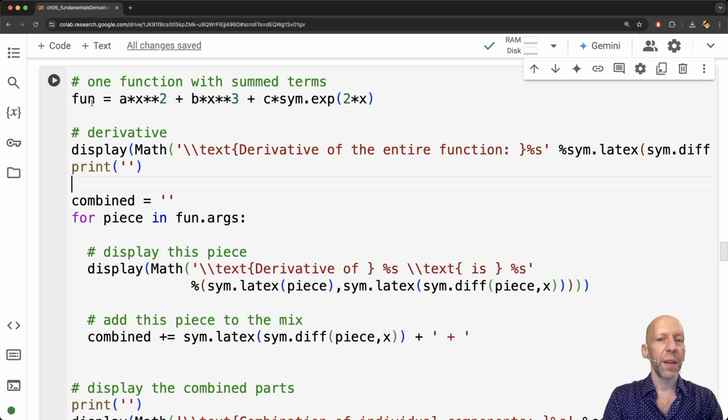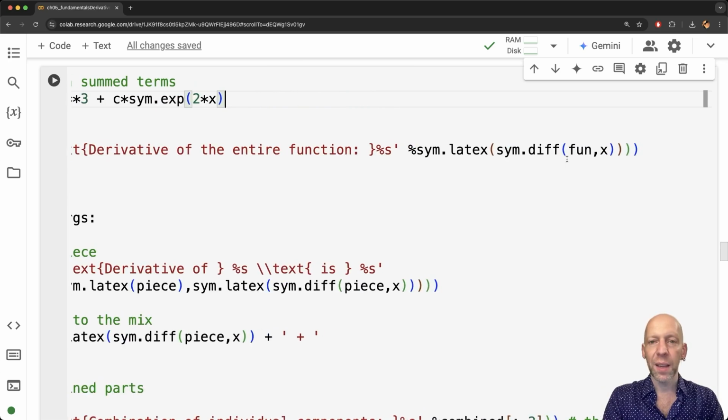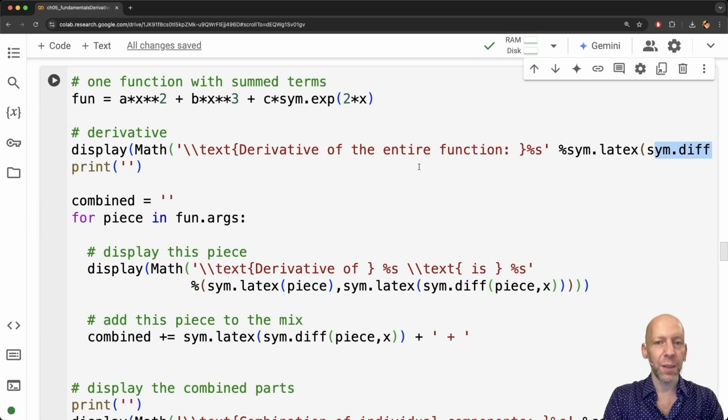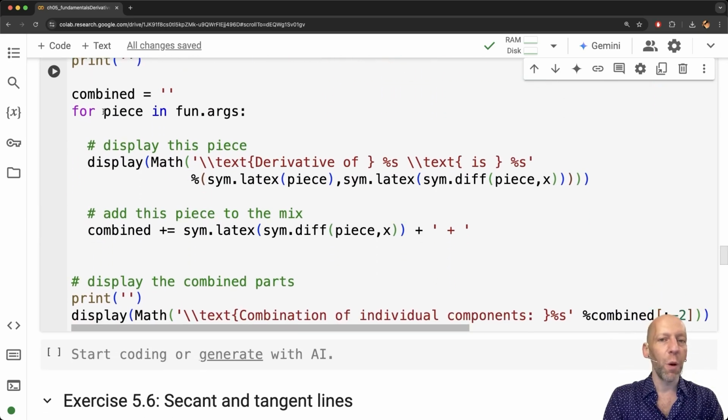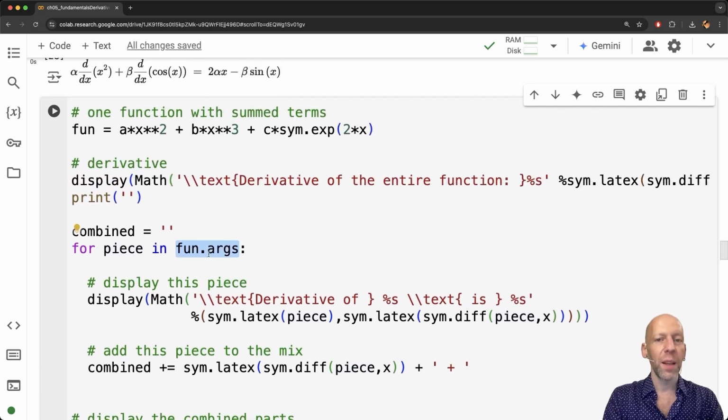So here I define one function to comprise these 3 terms: alpha x squared, beta x cubed, and gamma times e to the 2x. Okay, and then I print out the derivative of that function here. And here I'm looping over fun.args. Okay, so .args is the property of this function, this SymPy variable, that will return different arguments for each piece.